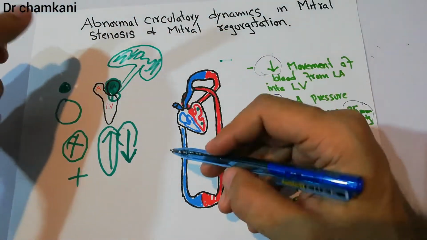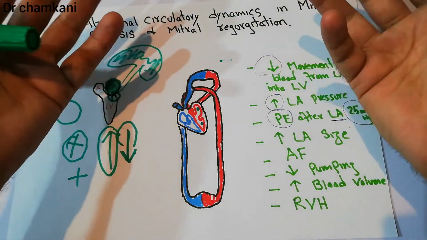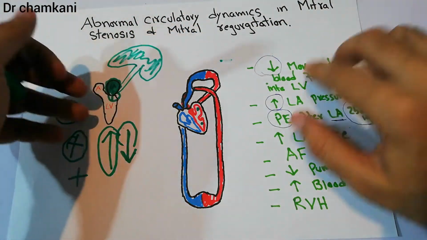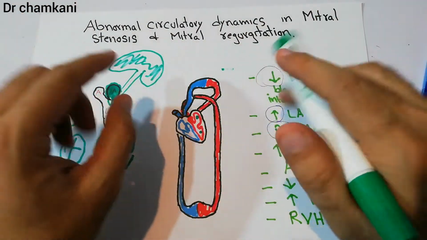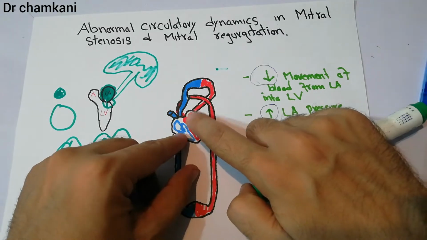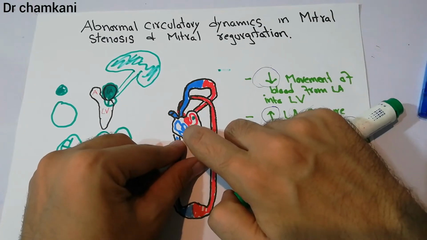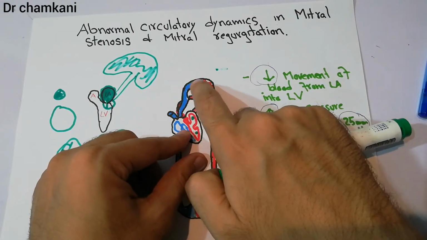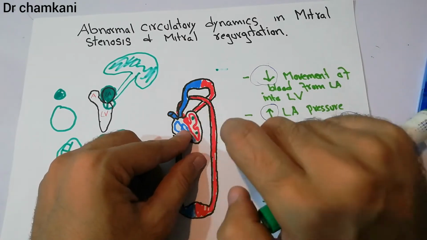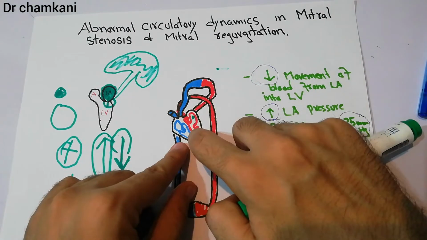As pedal edema, edema in the feet, occurs when there is fluid collection in the feet, similarly, pulmonary edema occurs when there is increased collection of fluid in the lungs. And the fluid collection occurs in the lung because the pressure in the left atrium is so high that it is difficult for the right ventricle to pump blood into the left atrium.